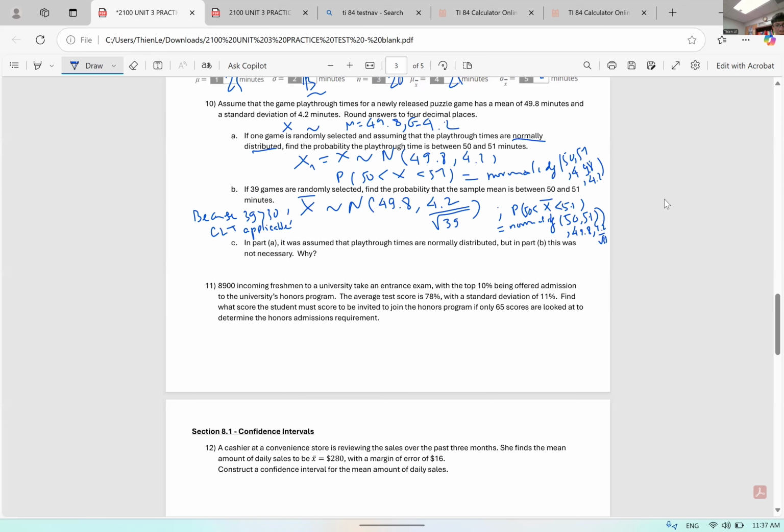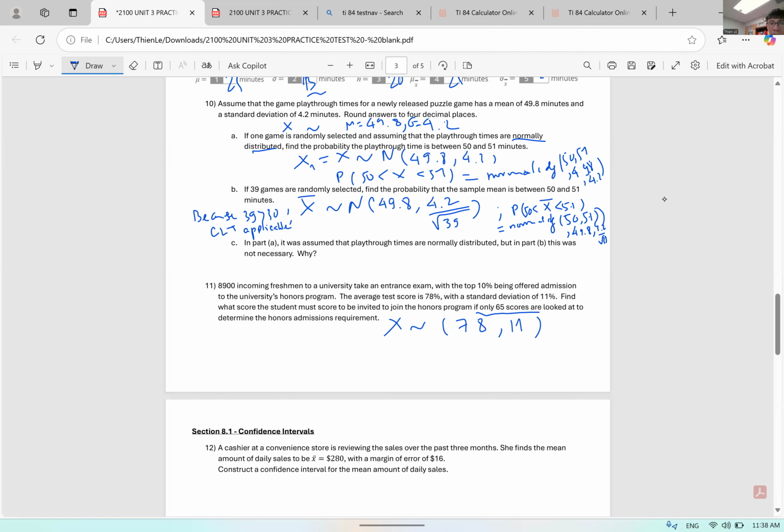This problem is not so clearly stated. I would tell you that, okay? It's not so well stated. But basically, I think the main idea they want to ask you is that here you have a test score that is normal or something, right? We don't know, but the mean is 78 and the standard deviation is 11. And now you just look at 65 average scores, right?